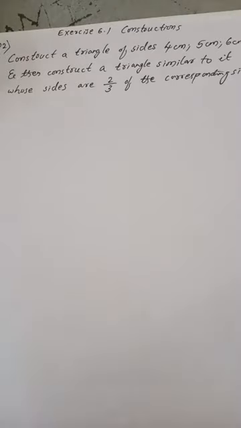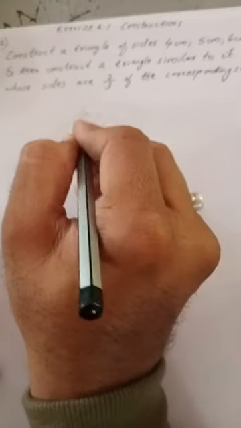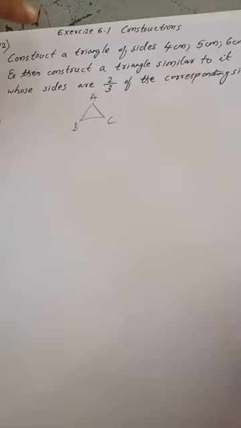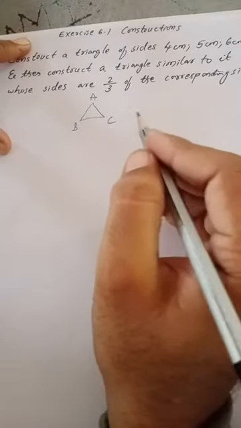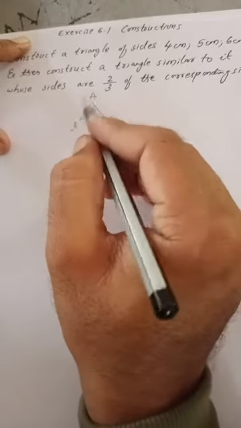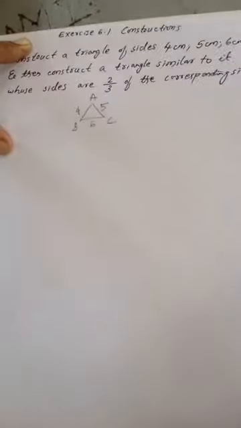Just see, before you draw the actual construction, you need to draw a small triangle just like this, and you can name it A, B and C, just for your help, so that you can draw easily. The larger side is 6 centimeter, you can keep it here as the base, here you can keep 4, and here you can keep 5 centimeter.